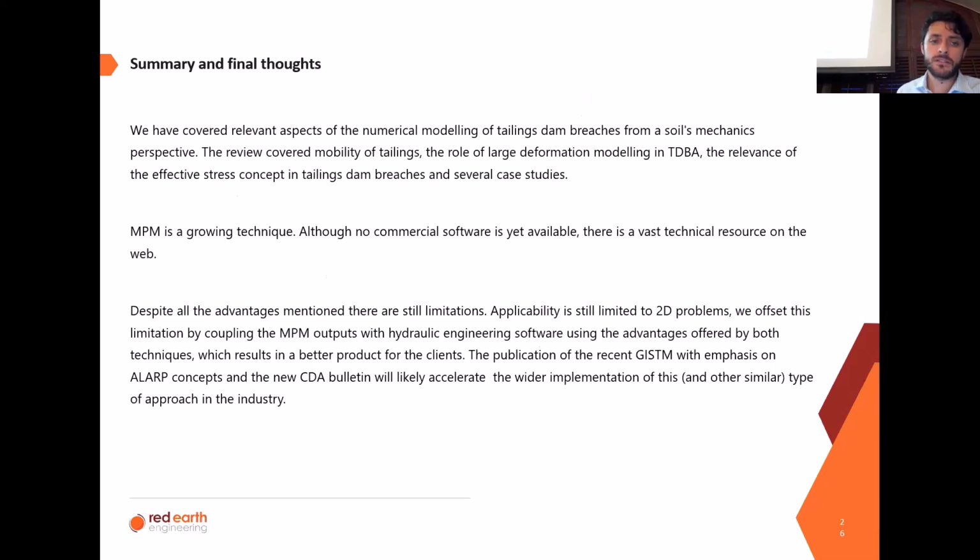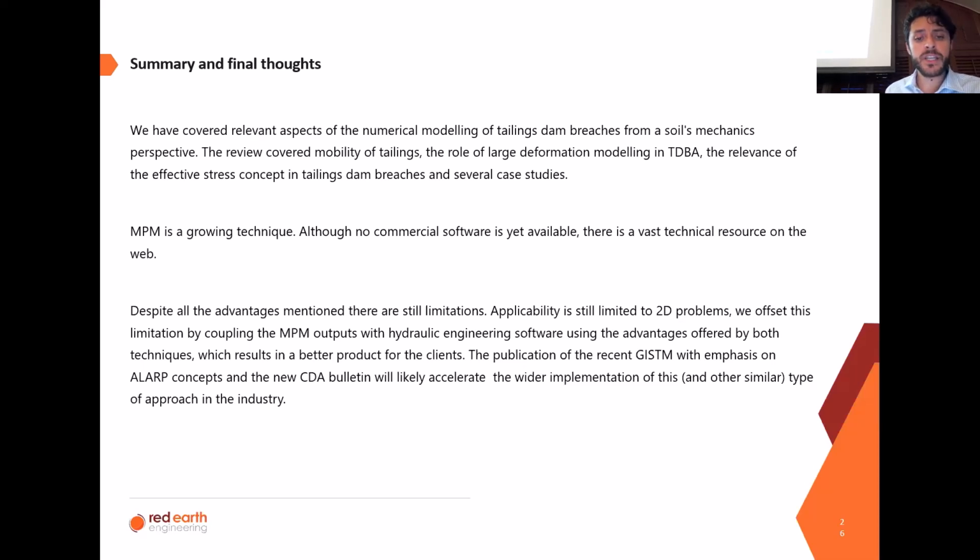Summary and final thoughts. So we have covered related aspects of the numerical modeling of tailings dam breaches from a soil mechanics perspective. The review covered mobility of tailings, the role of large deformation modeling in TDDA, the relevance of the effective stress concept in tailings dam breaches, and several case studies. MPM is a growing technique. There is still no commercial software available yet, but there is a vast technical source on the web.